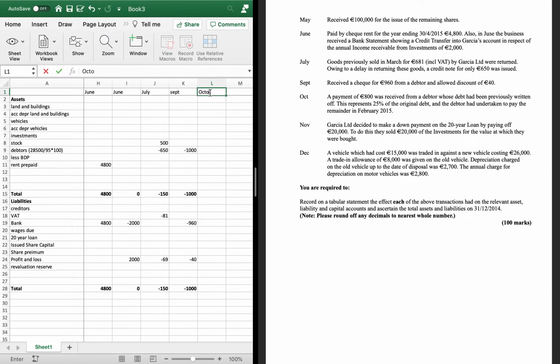October, a payment of 800 was received from a debtor. So again, what's happened? Bank overdraft has to go down by 800.